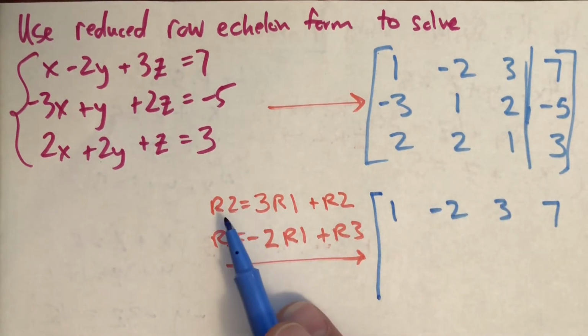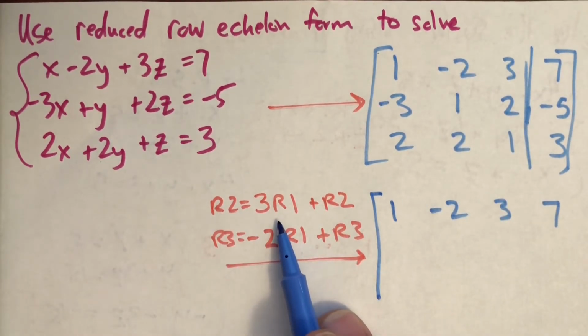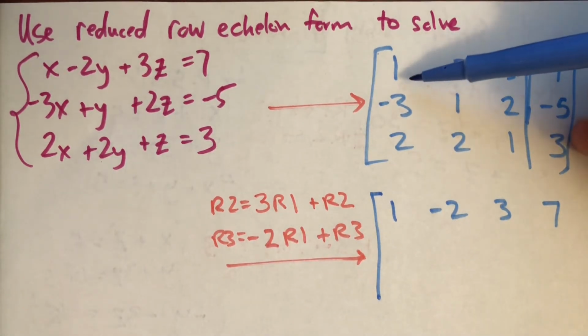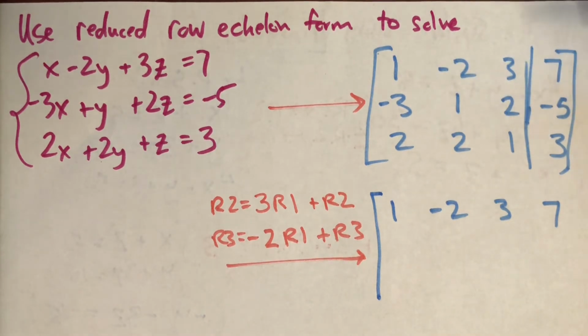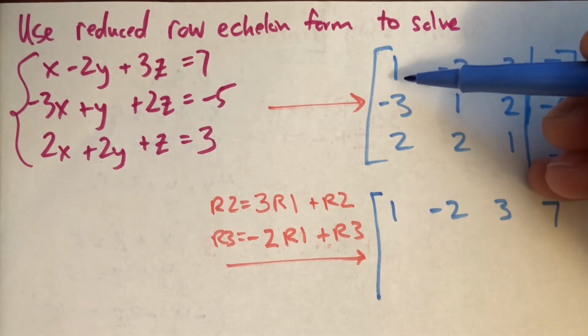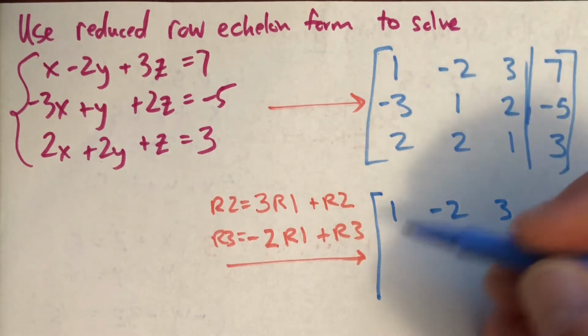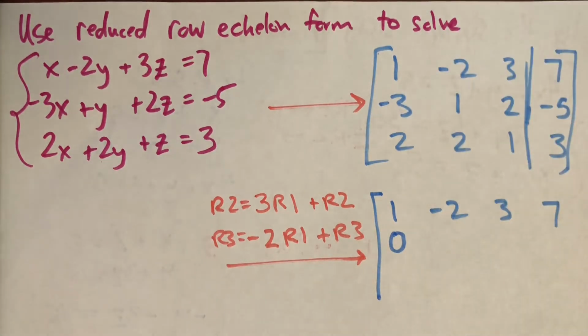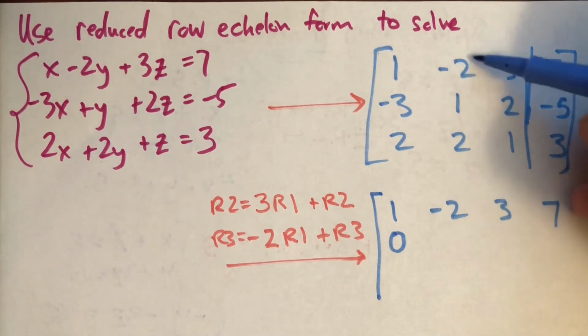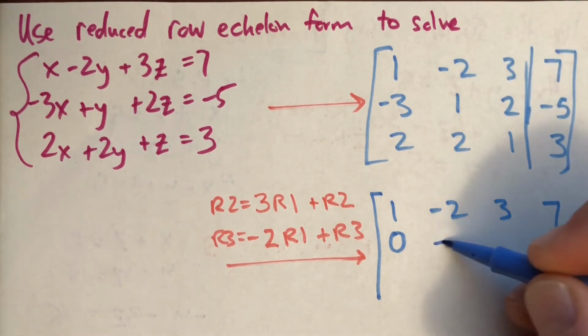For row 2, I'm going to put 3 times row 1 plus row 2. So 3 times this position plus this position, and so on down the line. 3 times 1 is 3, plus -3, that's 0. Remind yourself that that's what you wanted to do. So we go down the line and take 3 times this position and add it to this position. 3 times -2 is -6, plus 1 would be -5.